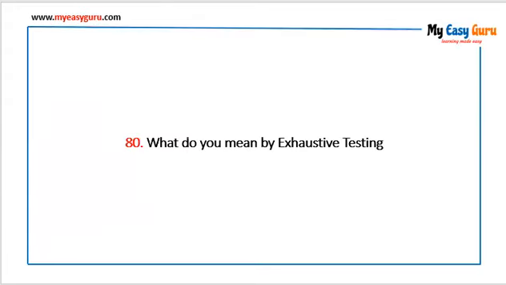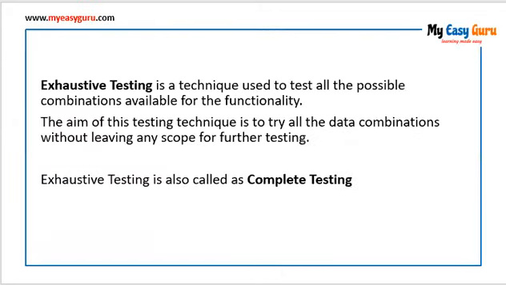Now, last question of the video is what do you mean by exhaustive testing? So, exhaustive testing is a technique used to test all the possible combinations available for the functionality. Exhaustive testing is nothing but, as many number of test cases or as many number of scenarios you have, you have to test all those test cases or scenarios. You have to execute all of them, and you have to achieve maximum coverage possible.